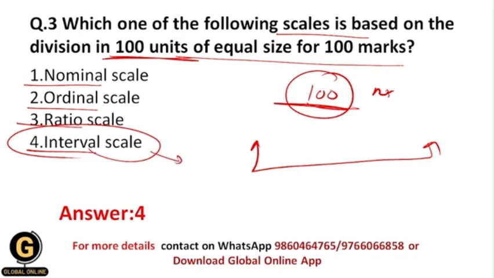So let me explain why. Interval scales are used to measure variables in which intervals between values are equal, but there is no true 0 point. So like this, here there are 100 marks and you are going to divide these 100 marks in equal 100 units, okay, and that's why over here you are going to measure variables in which intervals between values are equal. So here the 100 units of equal size are there. It means that intervals of these sizes are equal basically, okay, and as well there is no true 0 point, and that's why the scale based on this division is basically nothing but the interval scale, and that's why your correct answer should be 4.